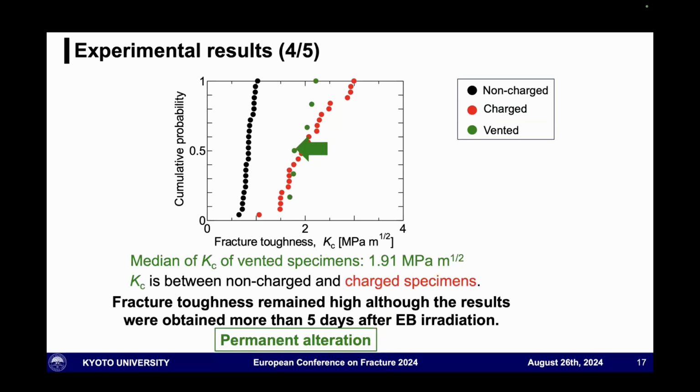So this is the cumulative probability of fracture toughness of vented specimens. The median of Kc of the vented specimen is this value, and Kc is between the non-charged and charged specimens. This result denoted that fracture toughness remained high, although the results were obtained more than 5 days after EV irradiation. So this result suggests that permanent alteration is realized.